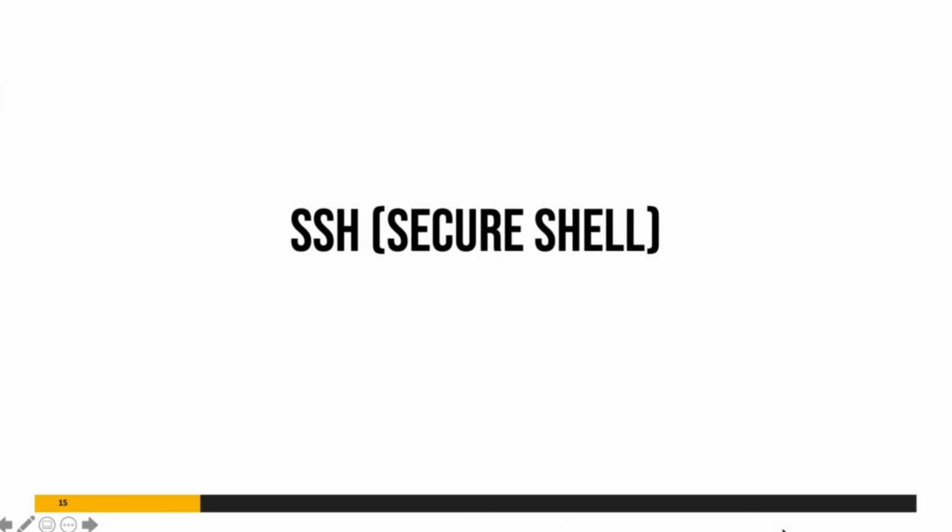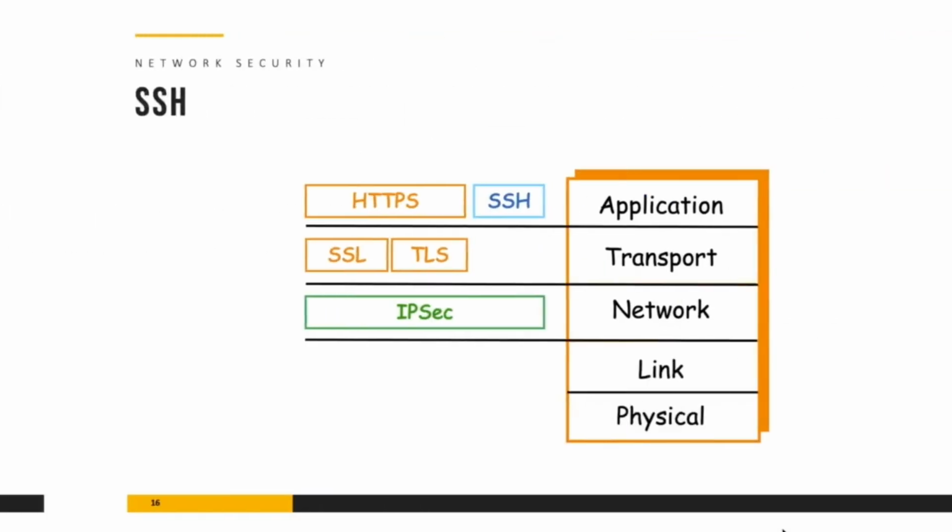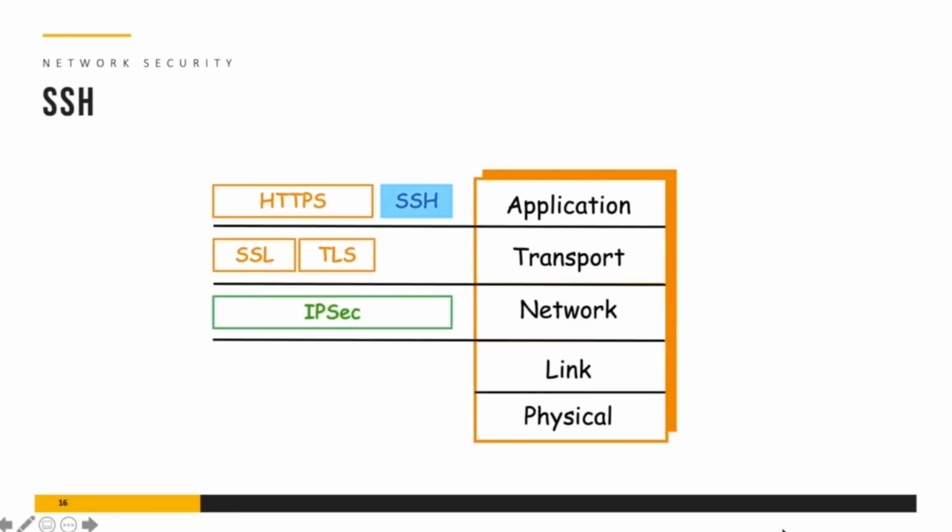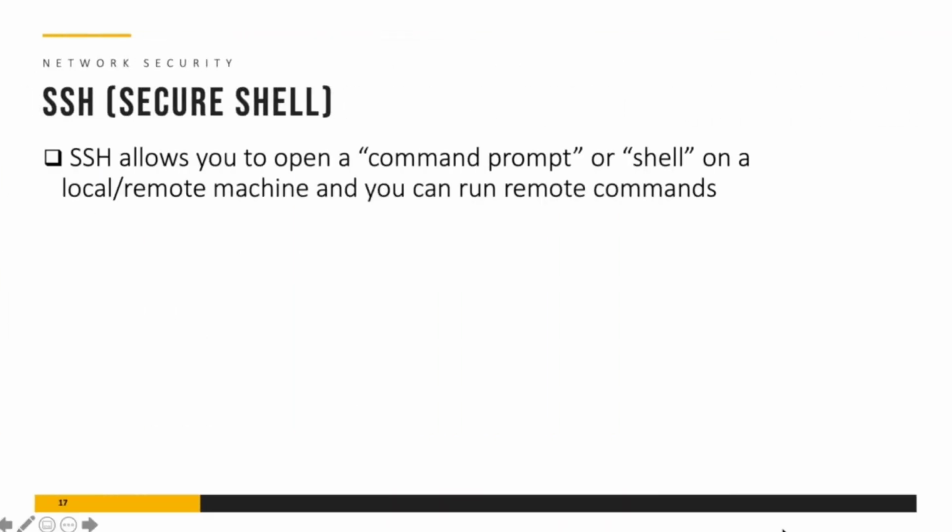Now let's have a look at secure shell. The concept of secure shell is to enable remote command execution on remote systems. SSH resides at the application layer of the protocol stack, and the basic idea is to allow a command prompt or shell, usually for a remote machine. So let's say you're sitting on your system, but you want to run some commands on a server in your corporate network. For doing that, SSH provides a perfect solution.